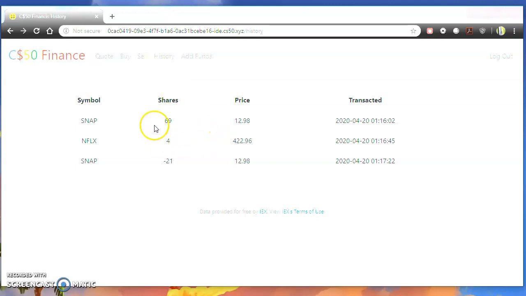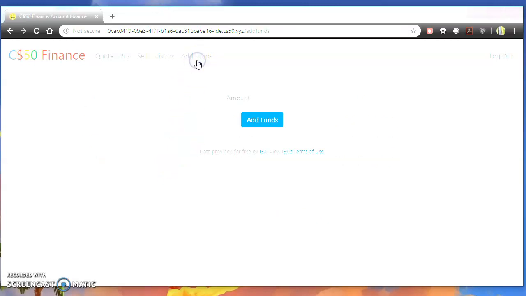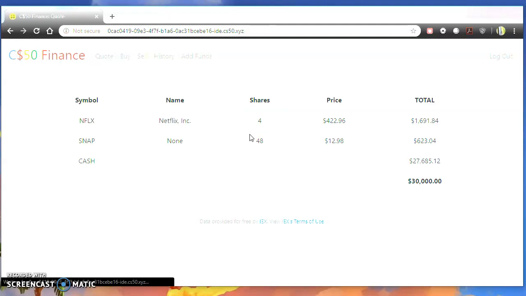And if we go to history, we can see that we started buying 69 shares of Snapchat, then buying 4 shares of Netflix, and lastly we sold, that's why it says minus 21 shares of Snapchat. The added functionality that I have here is we are able to add funds. So let's say we added $20,000, add funds, and notice that now we have $30,000 as a total investment, and we have $20,000 in cash. And that's it.